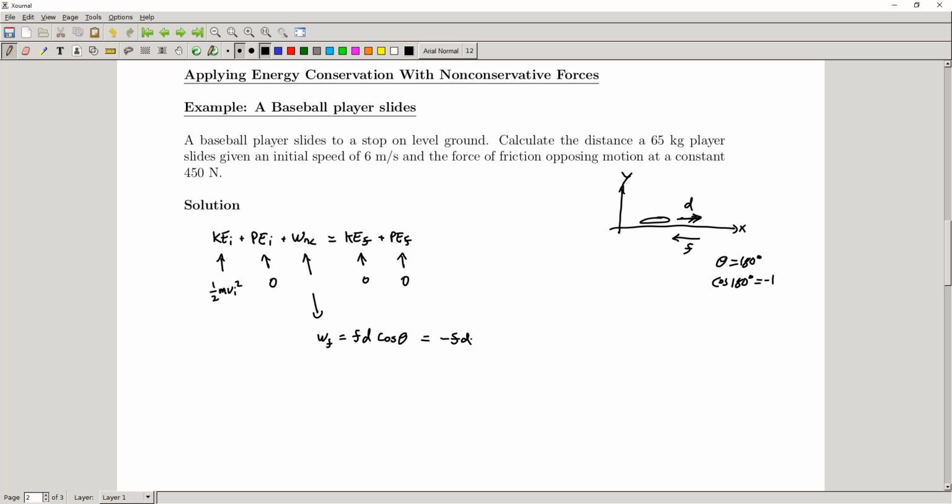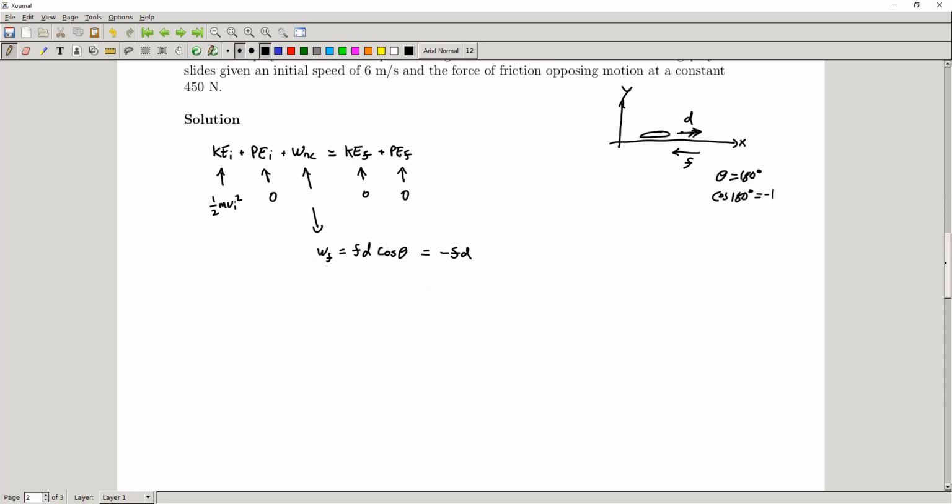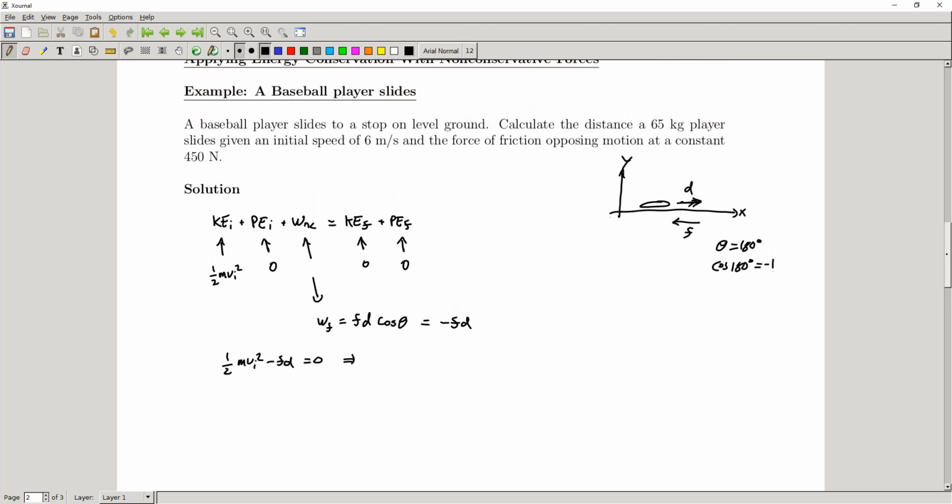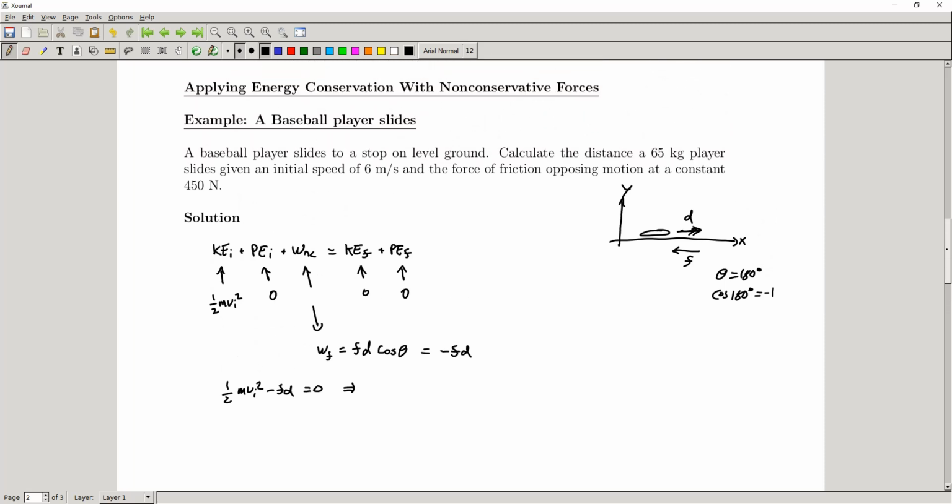Okay? And so a bunch of this stuff went to 0, and we rewrote a whole bunch of it. So let's just take a moment here to reorganize things. What do we have? We have 1/2 m v initial squared minus F d is equal to 0. And so we can just reorganize this. Basically what we're looking for here is d, right? We want to calculate the distance that this player slides.